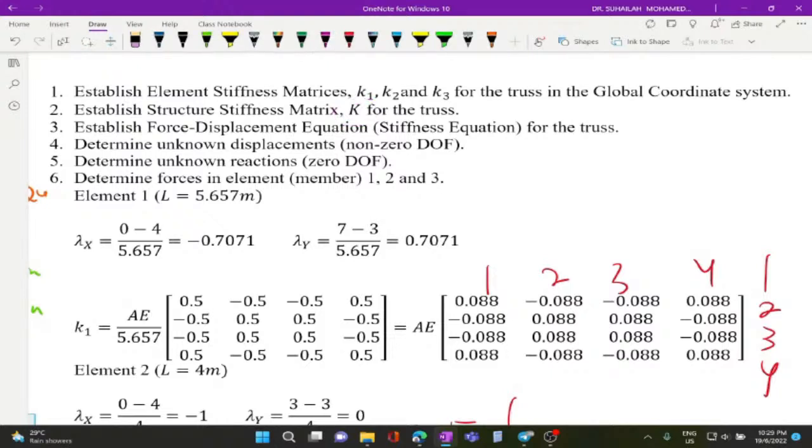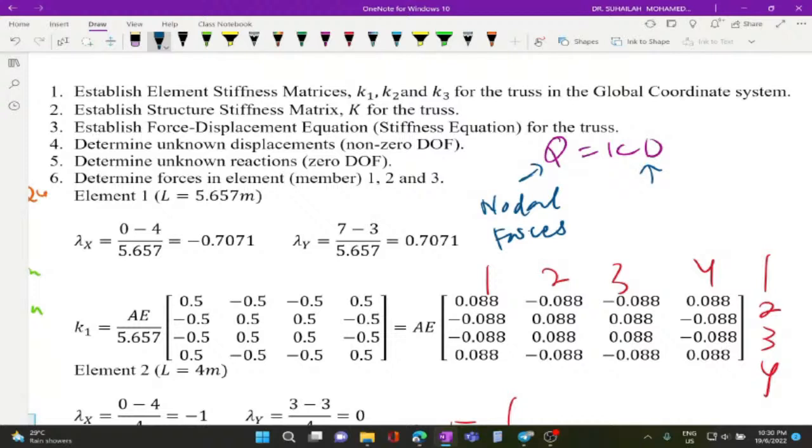Okay, and then after that, we need to establish what we call the force displacement equation. We need to write all these equations in matrix form. In matrix form means that we have to write Q in terms of matrix. We call it nodal forces. We have to write the unknown nodal forces.